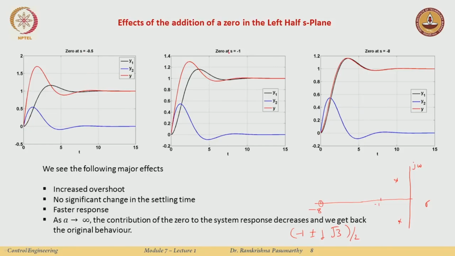As I keep shifting or pulling my 0 further to the left, and I keep doing this, what I observe is that as A goes furthest to the left, the contribution of the 0 to the system response decreases, and we get back the original behavior. Say if this is minus 80, I do not really need to plot these curves, right? It will be almost exactly the same. So there is some effect of adding the 0, and it is based on where we add the 0. We want it somewhere close to these poles to see the maximum effect. Of course, there are also drawbacks, in that the overshoot increases, but nothing changes in the settling time.